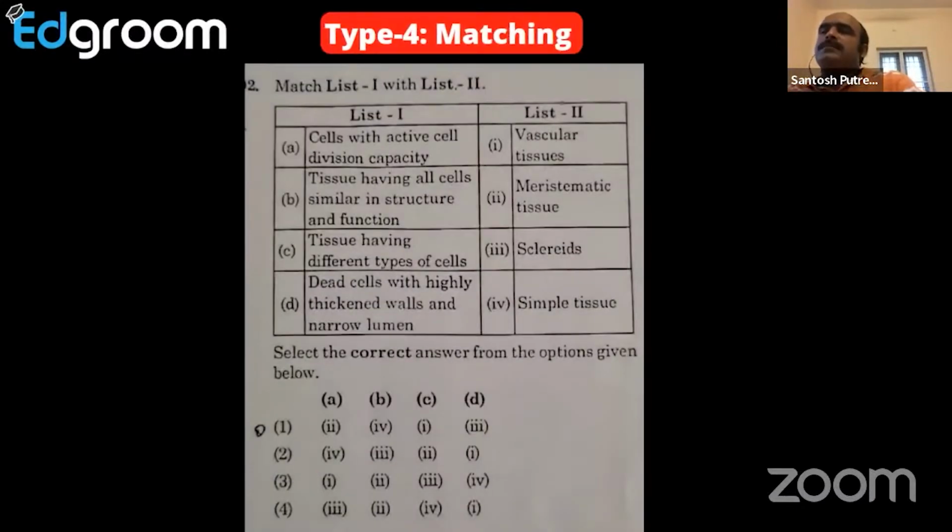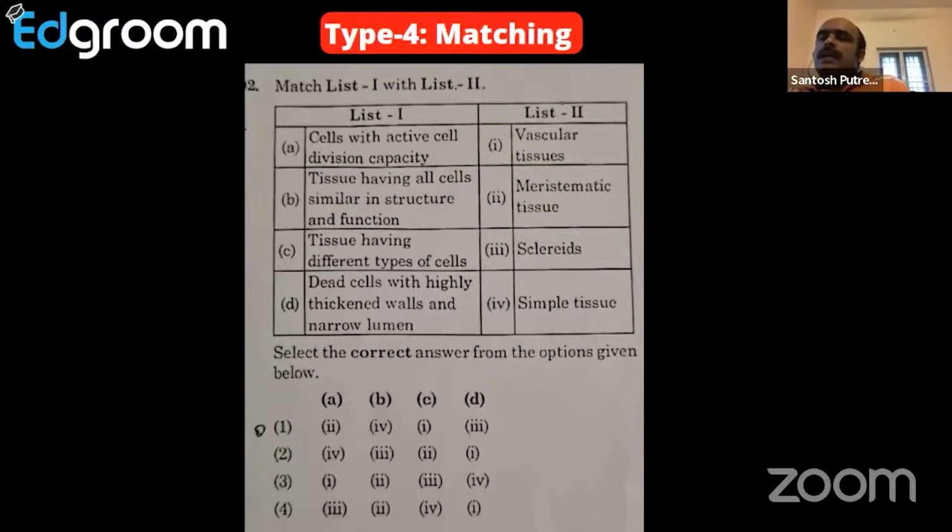This is the matching type. This is what I was telling you. We are getting more questions from this. This type is appearing in the question paper. Nearly last year, we got 10 questions. You can see what the nature of these questions is. In list one, small a, small b, small c, small d, each one is an MCQ type of question, and they need to be matched with list 2, 1, 2, 3, 4.